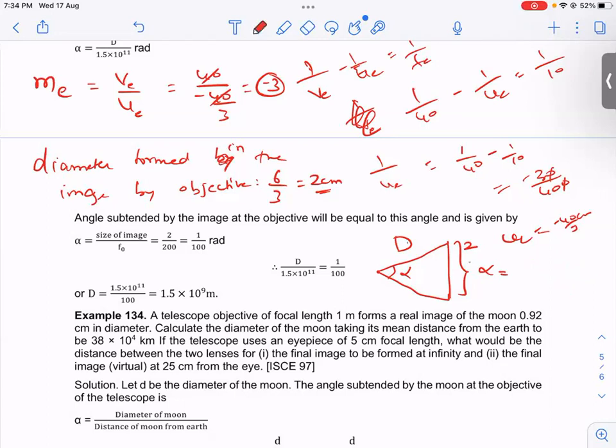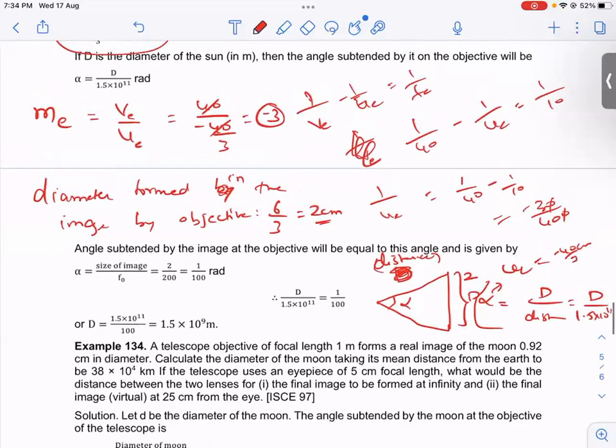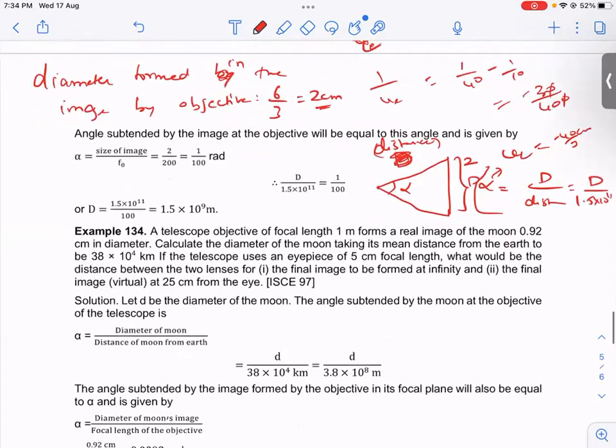If I take this to be capital D, then this is the average distance they are given. So capital D, the original diameter that we need to calculate, divided by the distance, which is 1.5 into 10 power 11. So this alpha is the angle subtended by the sun due to the objective. Okay.